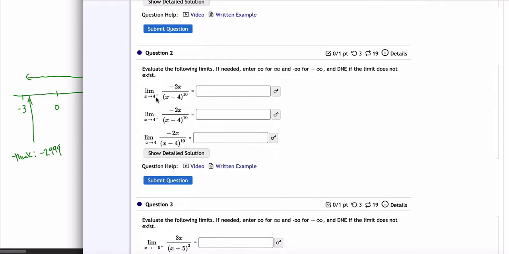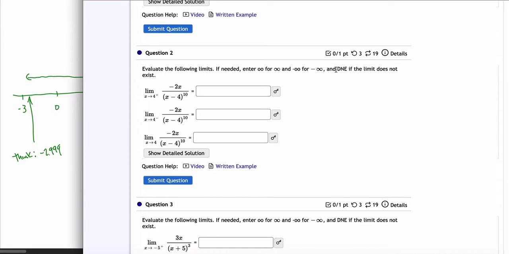Second question, not too much to add. We're approaching 4 from the positive side this time, so do the same analysis. Know that there's a third part here. We approach 4 from the positive side, then 4 from the negative side, and then we just approach 4. In case you don't remember this from Math 251, the idea here is this answer will always be undefined unless you get the exact same answers here and here. So if you get the same answer here and here, that is your answer down here. But if you get different answers here and here, then the answer here is undefined.